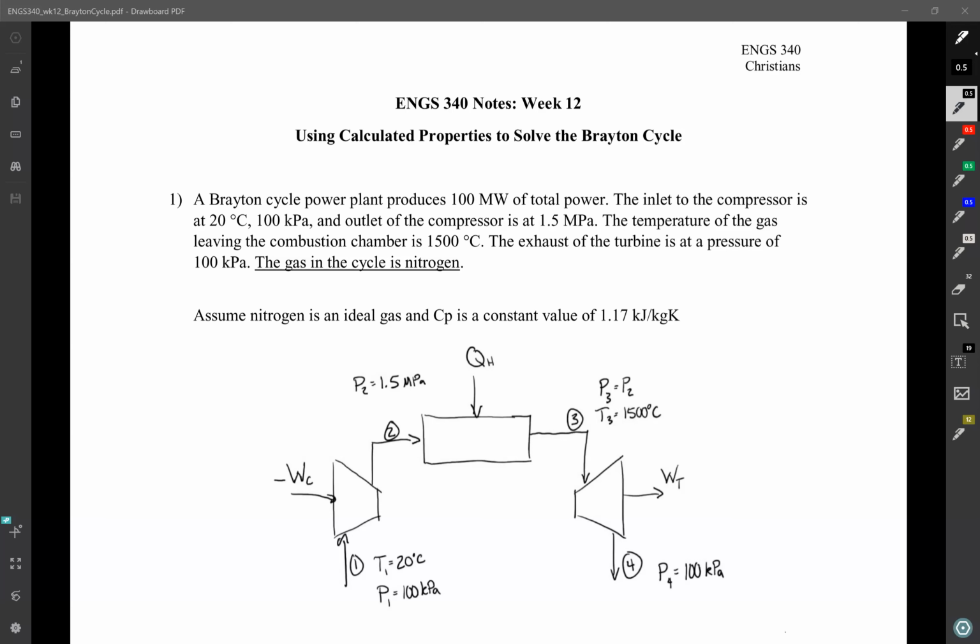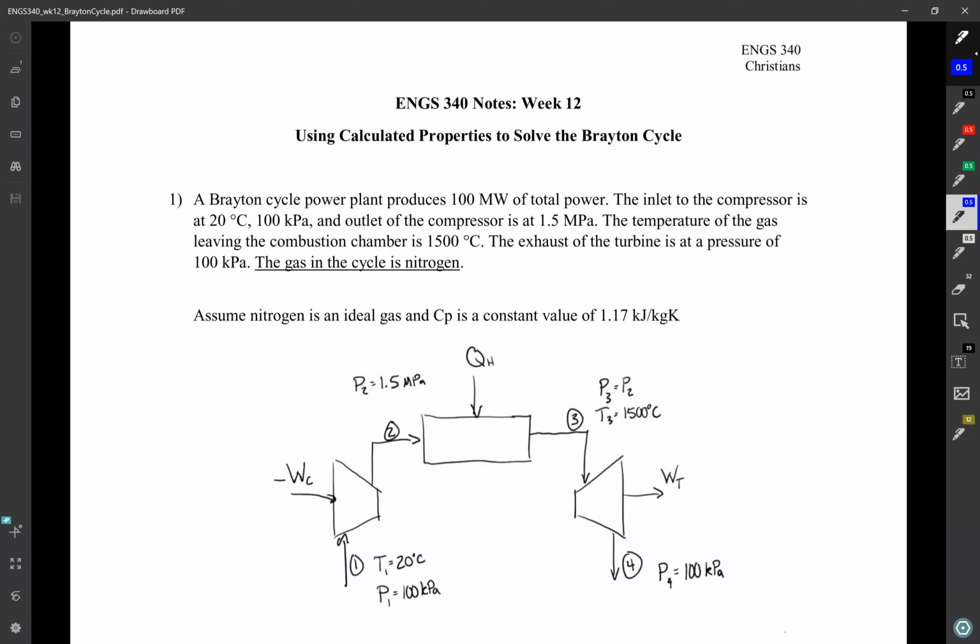But now, instead of looking up all the values in, say, cat3 or something like that, we're just going to be going through and calculating them from some basic first principles type things like we've been doing in class. So here's the system. It's a system that we've actually solved before. We have a Brayton cycle that looks like this. Schematic here. It has 100 megawatts of total power. Again, this is a system that we've solved before.